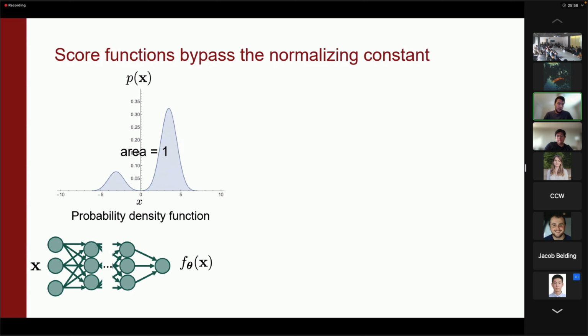And in order to do that, you have to normalize. If you define an arbitrary non-negative function, you have to be able to somehow compute the area under the curve and divide by that to define a valid probabilistic model.